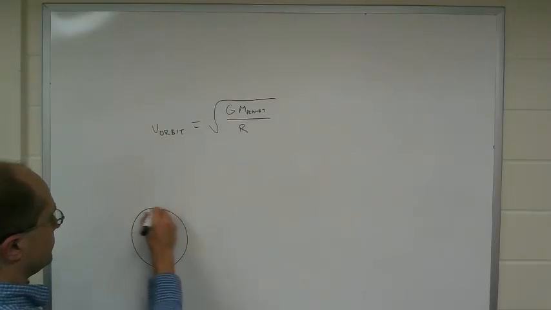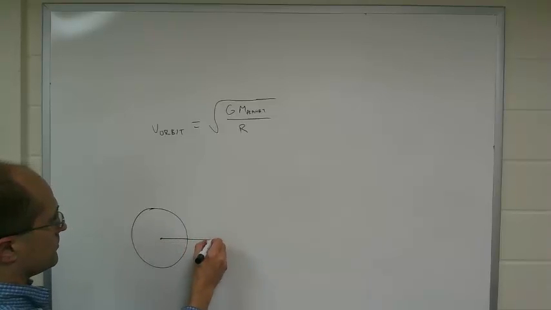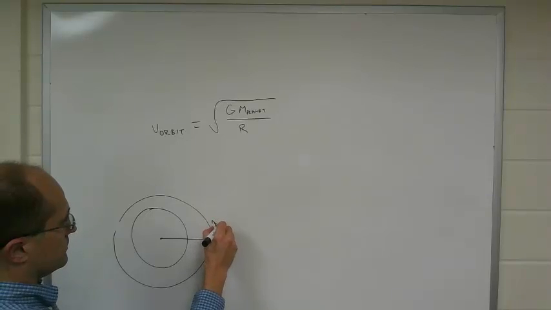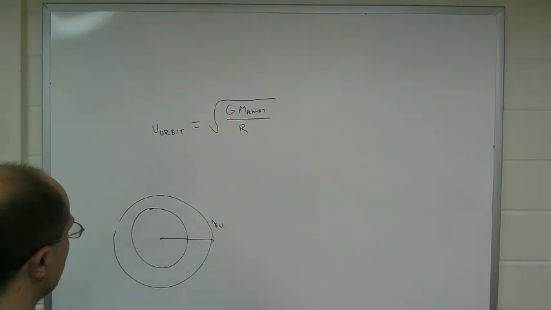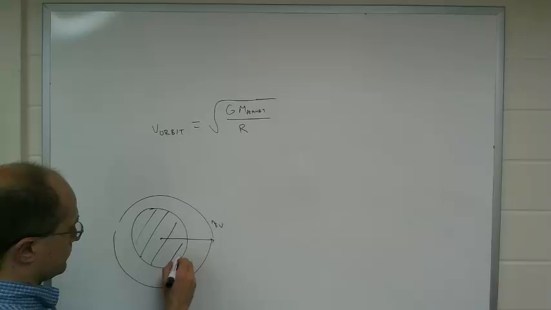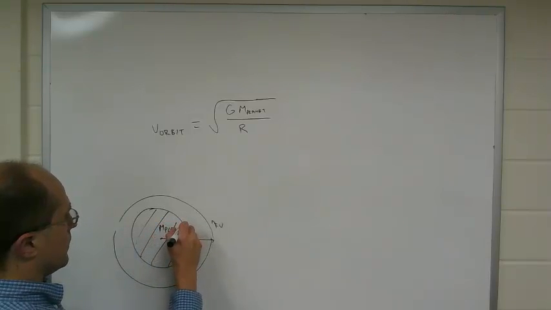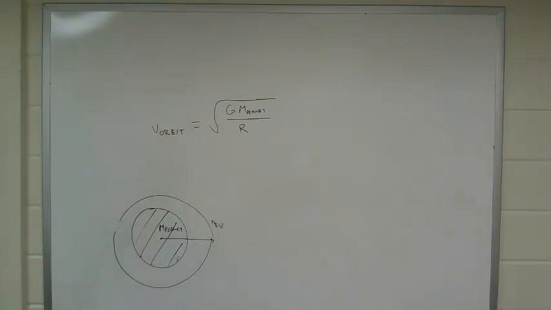So if we had some planet, you're some total distance r, and here's you orbiting with some speed around the planet, right? And this has some mass of the planet, or whatever object it is you're orbiting.